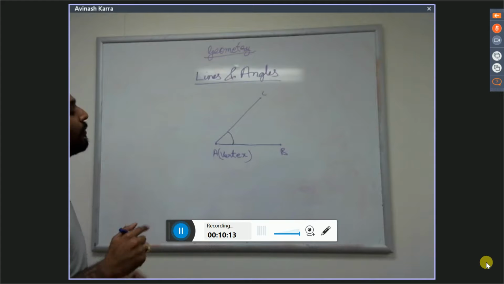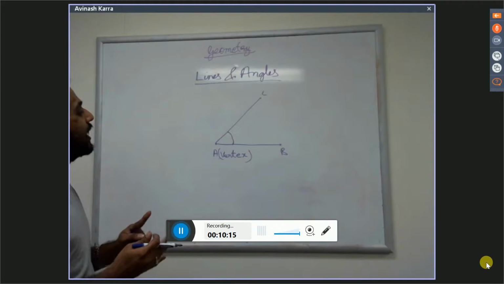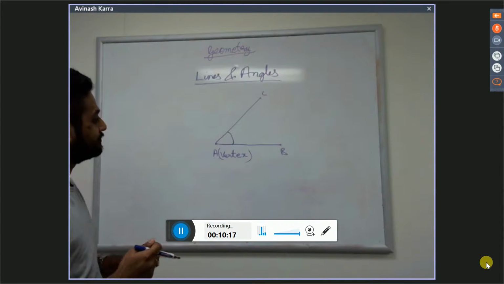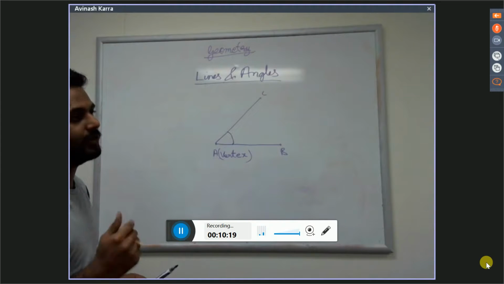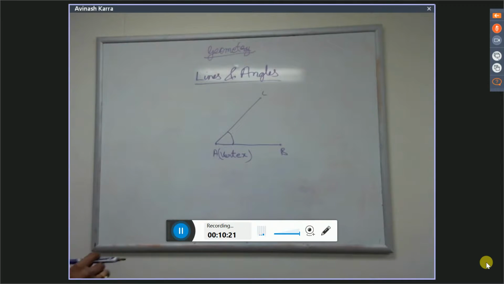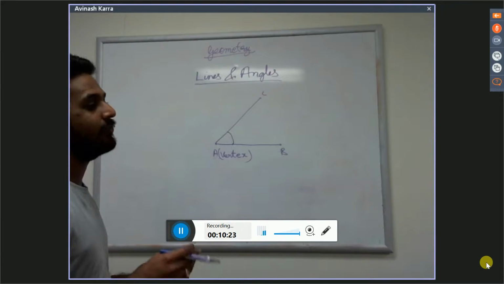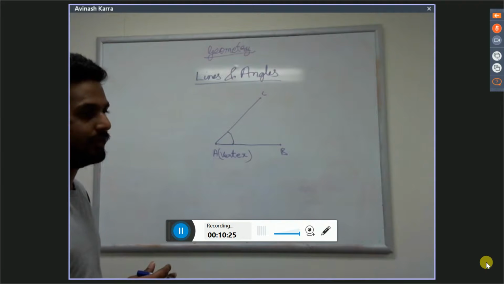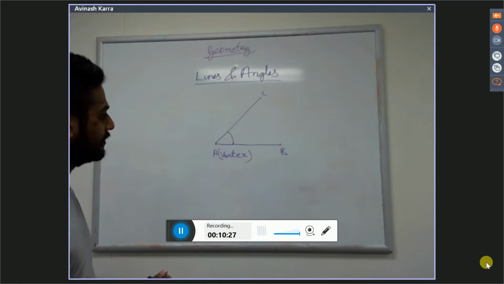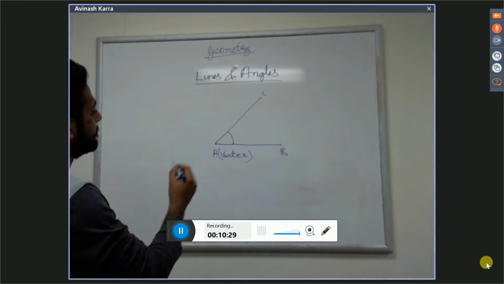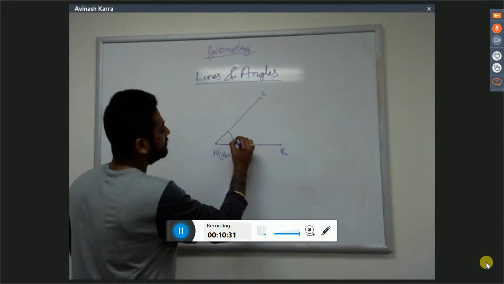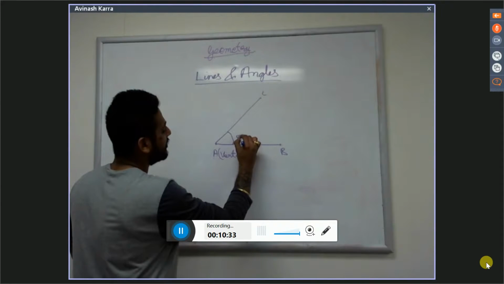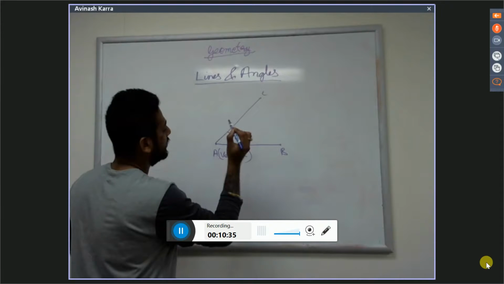It is called an angle, and angle has two units. One is degrees and the other one is radians. And homework for you guys is, what is the difference between degrees and radians and what is the relation between them? You need to find it out. Okay? And let us denote this angle as angle A.